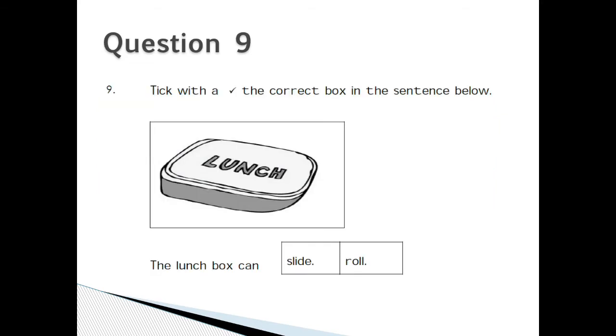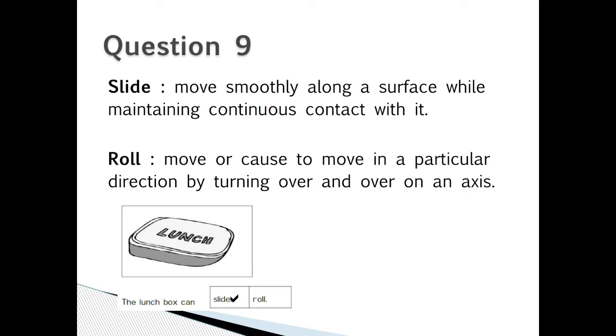Tick with a tick mark the correct box in the sentence below. The lunch box can slide or roll. Slide means to move smoothly across a surface while maintaining continuous contact with it. Roll means to move or cause to move in a particular direction by turning over and over on an axis. So the lunchbox can slide.